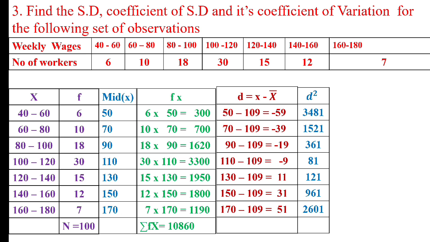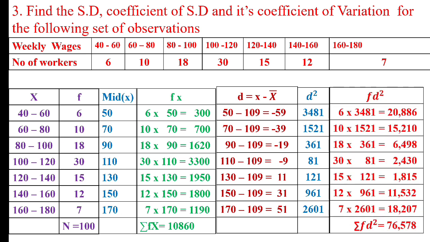Then one more column we need to find: f into d square. 6 into 3481, 20,886. 10 into 1521, 15,210. 18 into 361, 6498. 30 into 81, 2430. 15 into 121, 1815. 12 into 961, 11,532. 7 into 2601, 18,207. The total of fd square value is 76,578. This is the way we need to calculate and fill the tables.